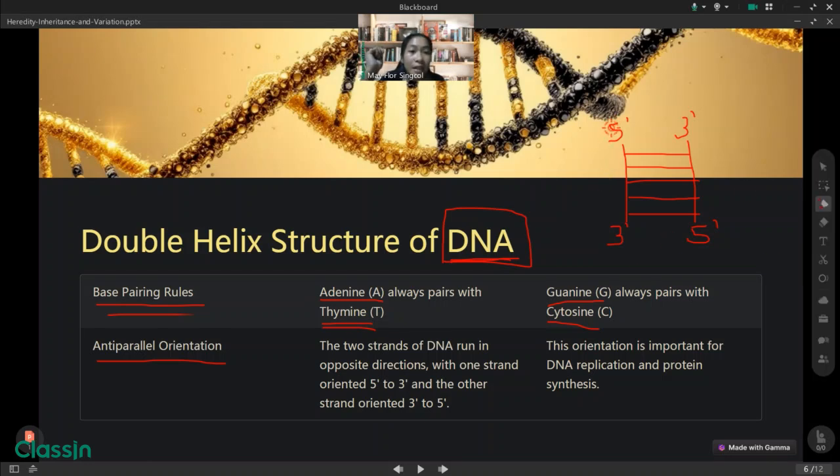If the 5 is at the top, this is ascending, but if the 5 is at the bottom, this is descending. These two strands of DNA run in opposite directions, with one strand oriented 5 to 3 and the other 3 to 5. Again, this orientation is important for DNA replication and protein synthesis.